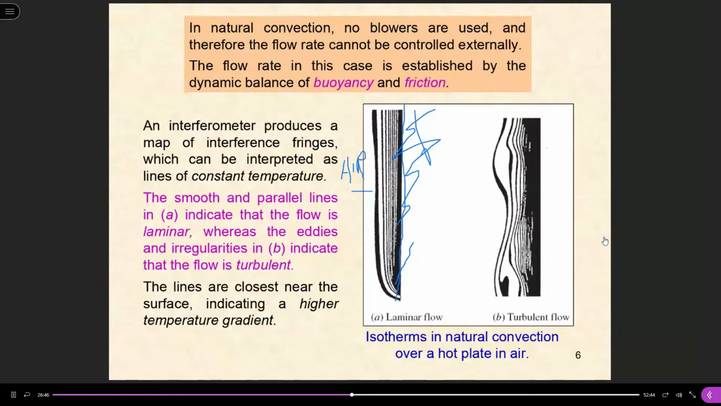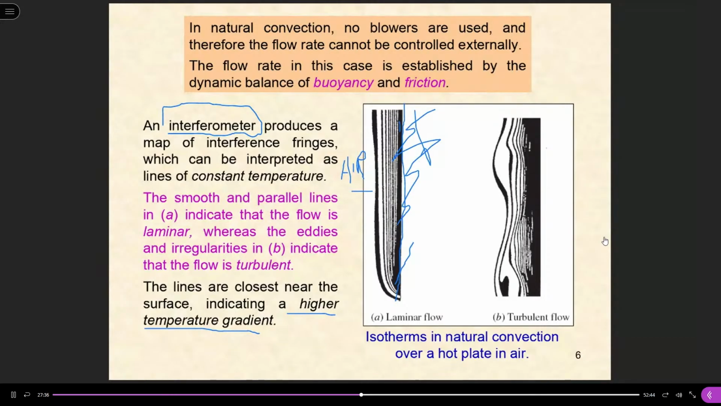Another thing is this technique. This is called an interferometer, and it depends on the temperature difference. This meter can visualize layers of different temperatures. When there's a temperature variation, it will draw a line like this. Along basically the same line, the temperature is more or less constant. And when the lines are very close, it's a higher temperature gradient, which means the temperature change is very large.